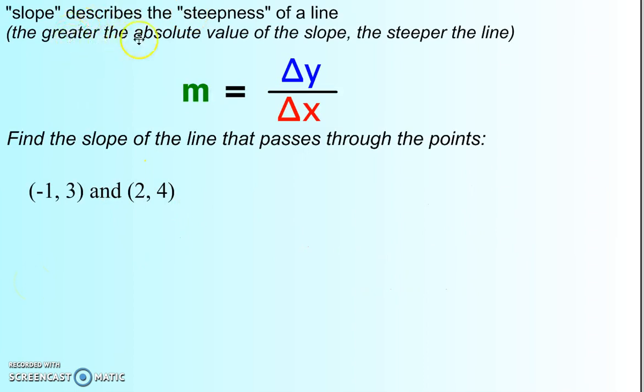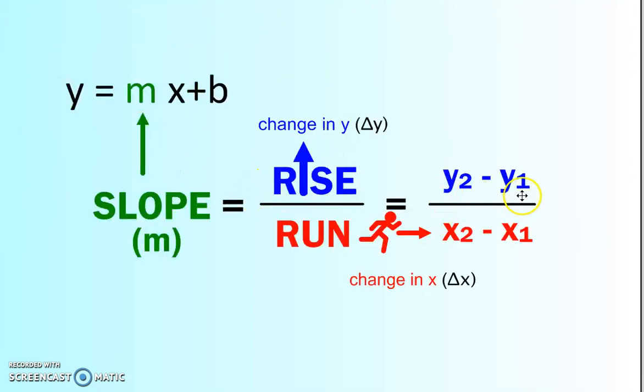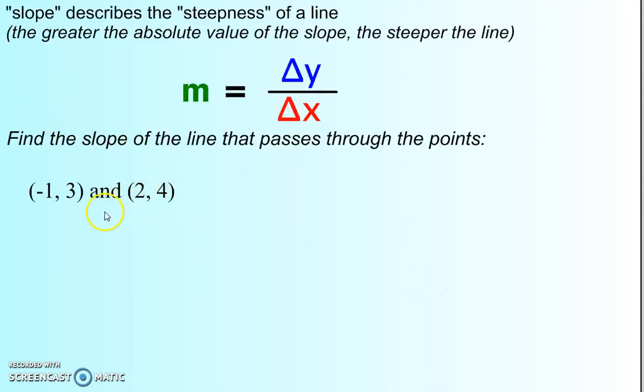Here's the breakdown for you. Slope describes the steepness of a line. The greater the absolute value of the slope, the steeper the line. So m is the change in y over the change in x. How you find that change is up to you. I'll show you a little shortcut. A moment ago you saw those notes. You can subtract the 2 points.